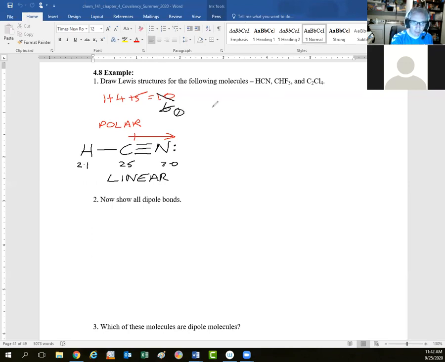Second one, the trifluoromethane. Of course, 4 electrons for a carbon, 1 for a hydrogen, 7 for each fluorine because it's the 7th element in the row. Leave myself space for the last molecule. That gives us a total of 26.